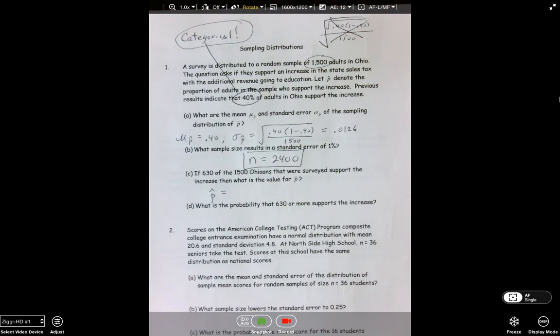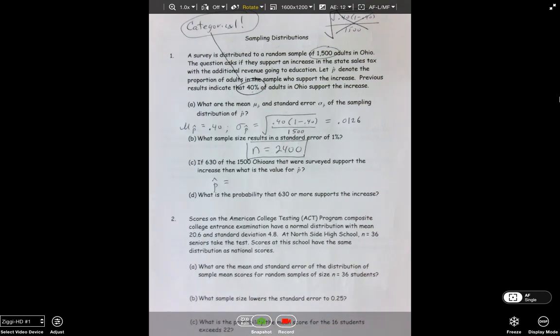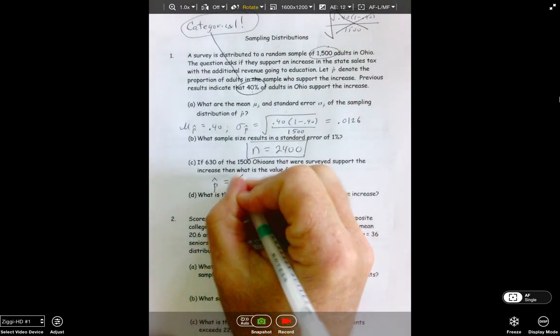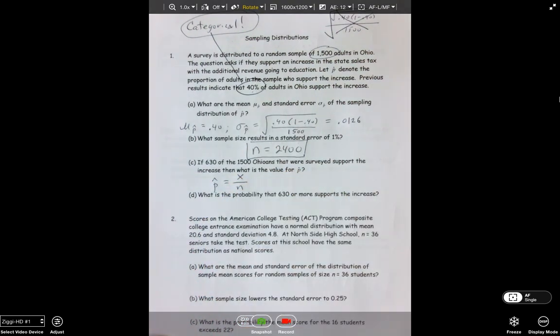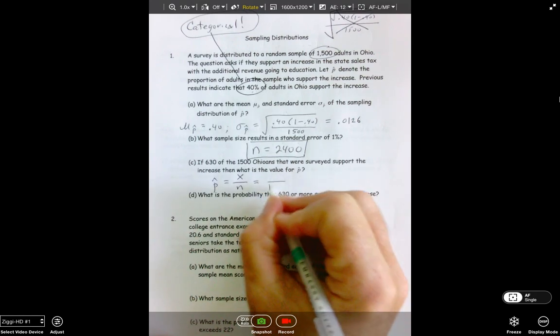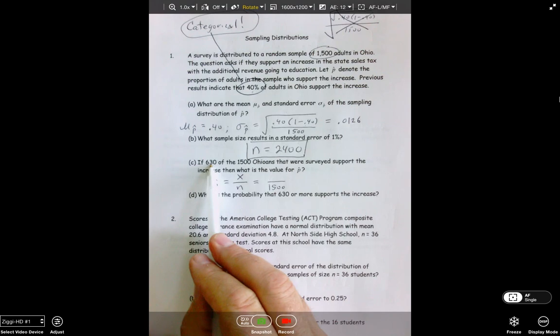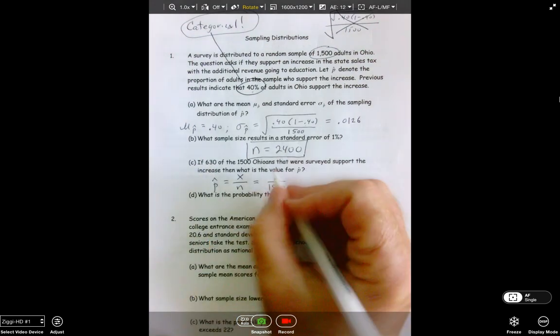All right, 630 out of 1,500. What are we doing here? 630 of the 1,500 Ohioans. What's the value for p hat? You guys remember, p hat is just found by taking the count over the whole. So the whole here is clearly 1,500 Ohioans, and the count is the number who, in this case, support the increase, which is 630.